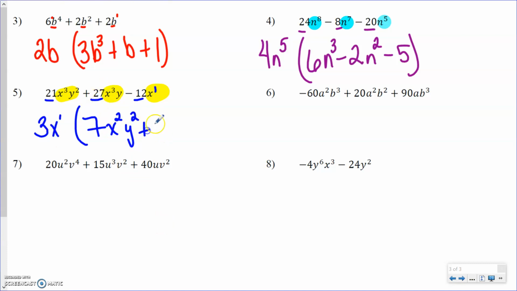27 divided by 3 is 9. If I had 3 x's and I took 1 out, I have 2 left, and then we didn't change the y at all. And then negative 12 divided by 3 is negative 4. I had 1 x, took that x out, so there aren't any variables left.